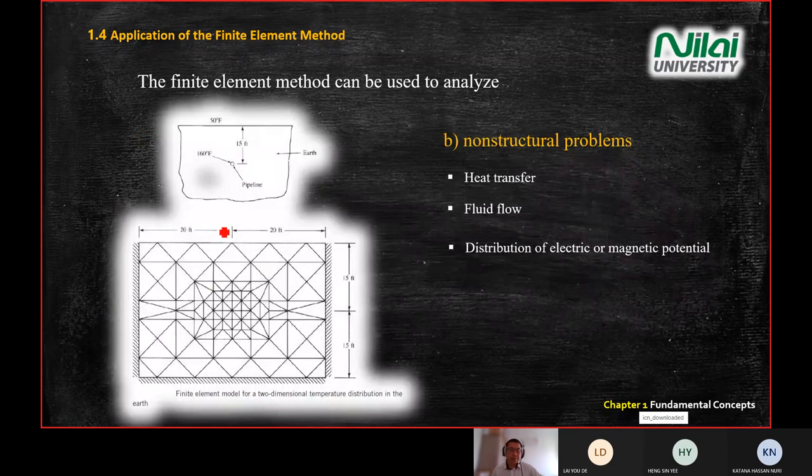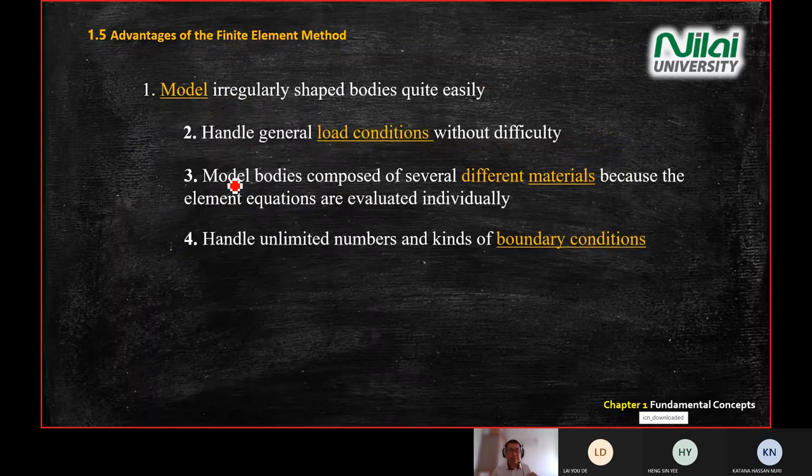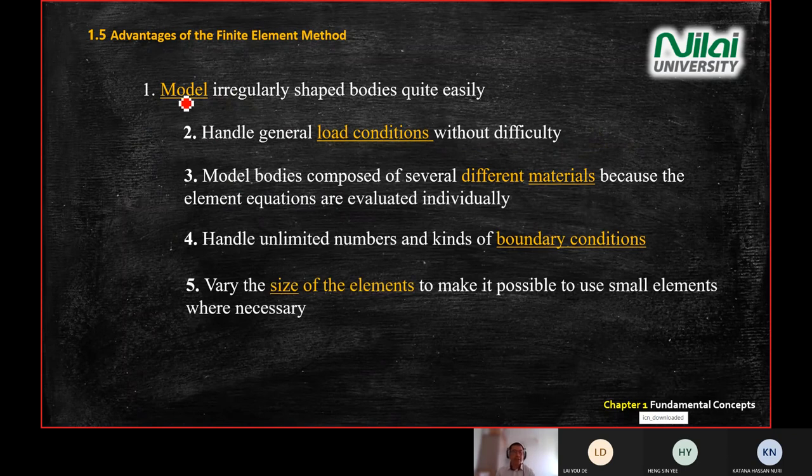This example is heat, the thermal conduction in our earth, broken into small pieces. Advantages of using FEM, you can read from the slides. We can model it, we can apply the loading, we can change the material inside the software, we can change the boundary condition to simulate what happens under certain conditions. We can change the size of the small elements that we break down, and so on. All this you can read from my slides.